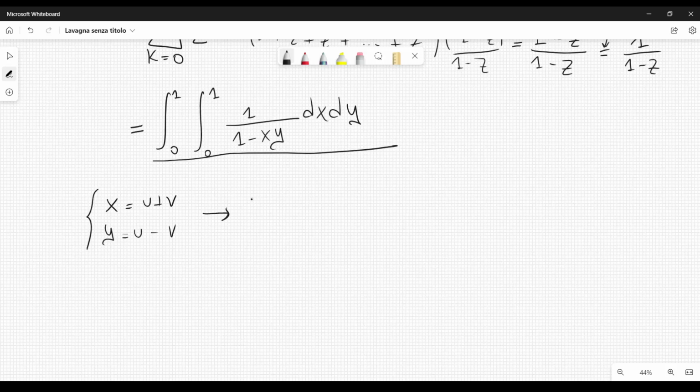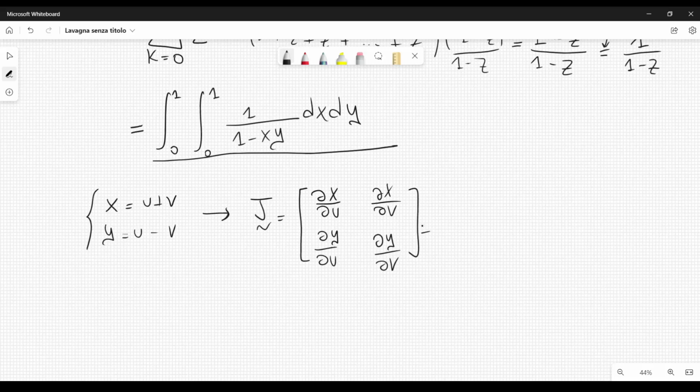Now we need to calculate the Jacobian of the transformation, so let's find the Jacobian matrix first. This matrix is given by the following components: dx over du, dx over dv, dy over du, dy over dv. If you calculate those derivatives, they are quite easy to compute. We have 1, 1, 1, minus 1. And the determinant of this matrix, which I will indicate like this, is just minus 2.